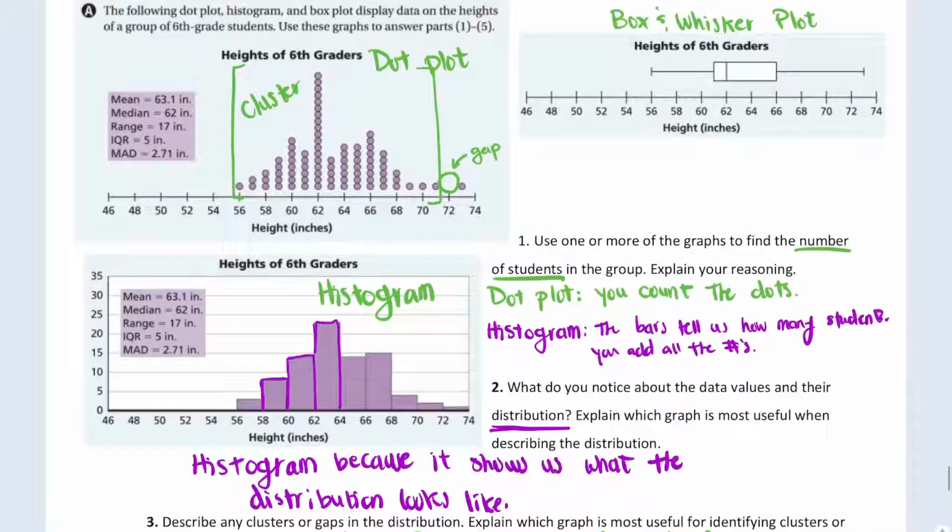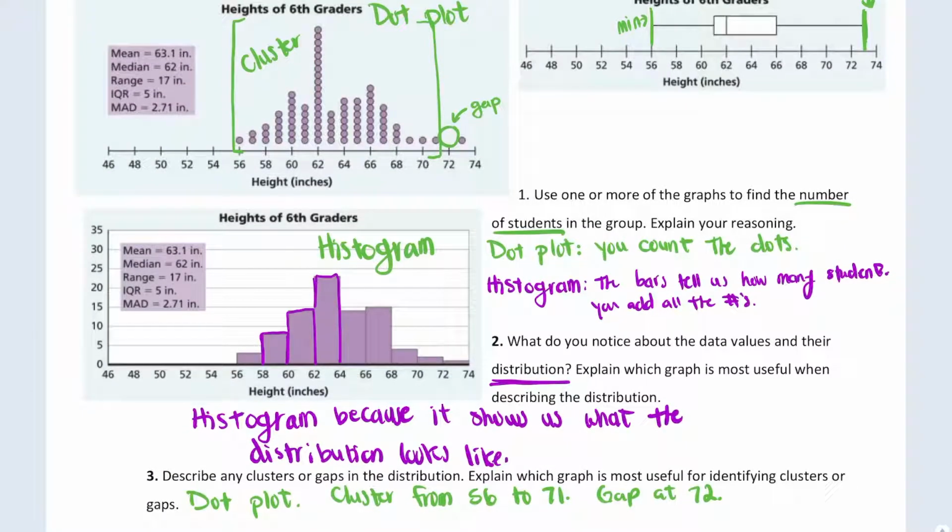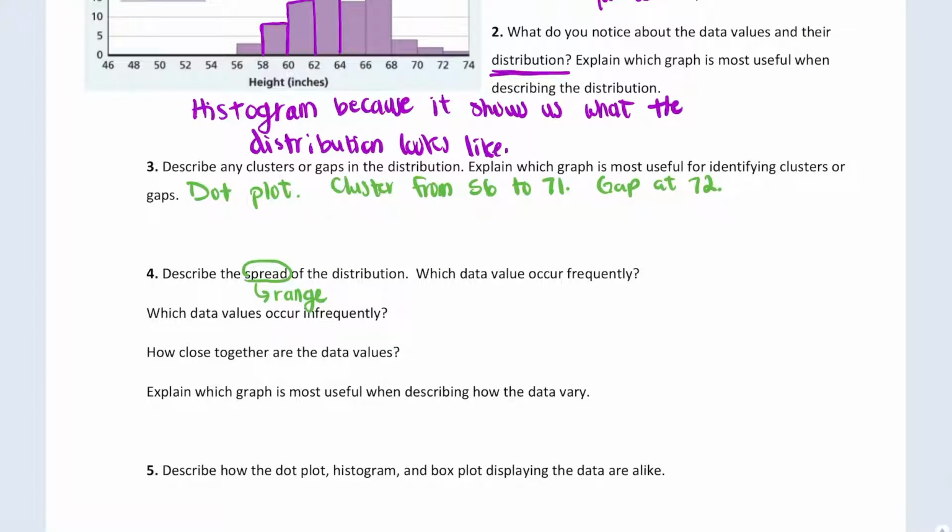So I think the best graph that we can use that shows us the range is going to be our box and whisker plot over here, right? The box and whisker plot shows us our minimum value, and then we have our maximum value over here. This is our maximum value. So the box and whisker plot shows us a visual representation of how spread out our data is. So we're at 73, and then we subtract 56 for our range. So our range is equal to 17.